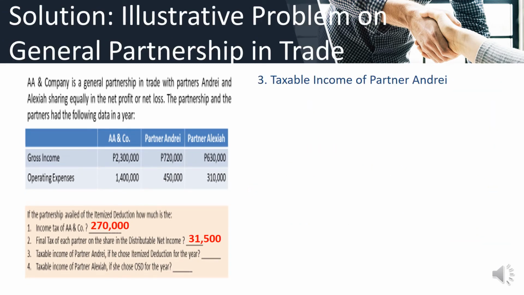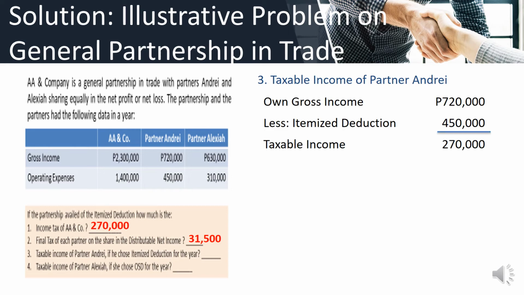Next is the taxable income of partner Andre. Okay, in this case, partner Andre chose itemized deduction. So, ang formula natin will be own gross income minus, since Andre chose itemized deduction, so kung magkano yung nakalista na itemized deduction or operating expenses niya to arrive at the taxable income. So, own gross income of 720,000 ni Andre minus itemized deduction of 450,000. Therefore, the taxable income of partner Andre amounts to 270,000.